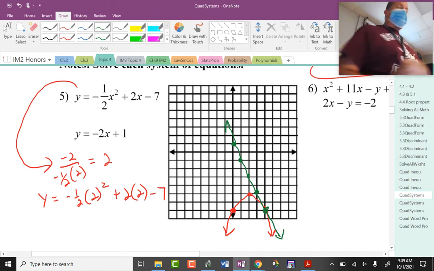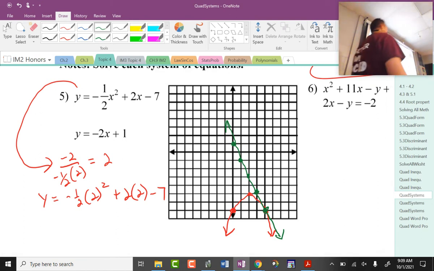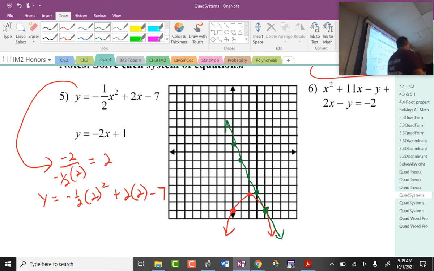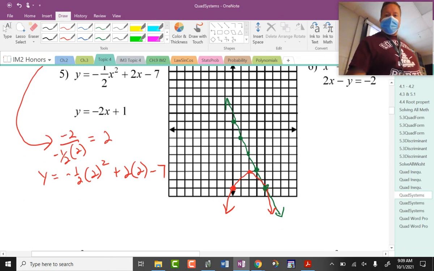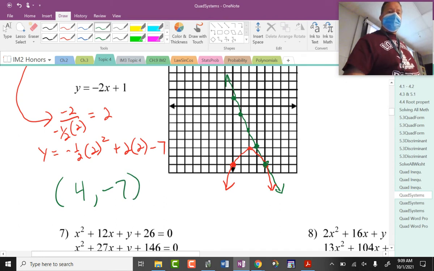Actually, we can use a special word for what the line is compared to this parabola. It's tangent. I talked about lines of tangency before and how special they are in calculus. But don't worry about that. Worry about that I have a parabola and a line crossing at one and only one point. And that point is, it looks like 4 comma negative 7, which is the solution to this system.